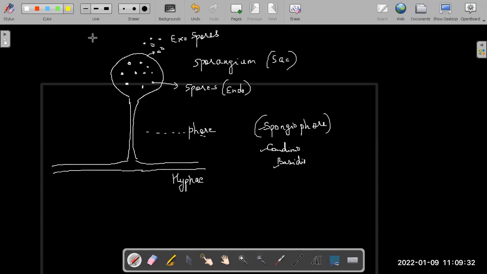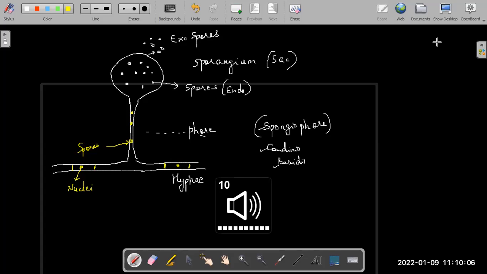Also keep in mind, sometimes spores can be produced in the phore. In the phore, you could have some spores produced. Accordingly, I'll tell you where spores are produced and what kind of spores are present. Is this part understood, basic structure? These are your nuclei. Can I go to the next part?